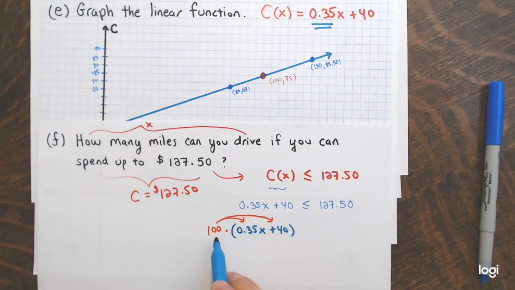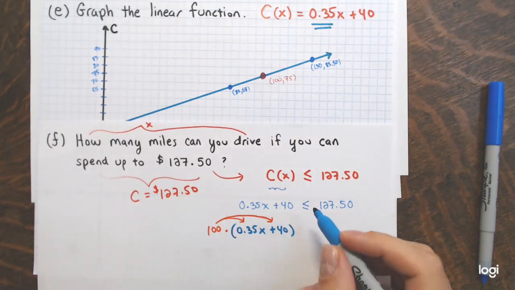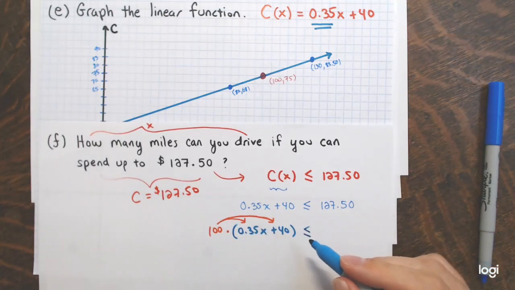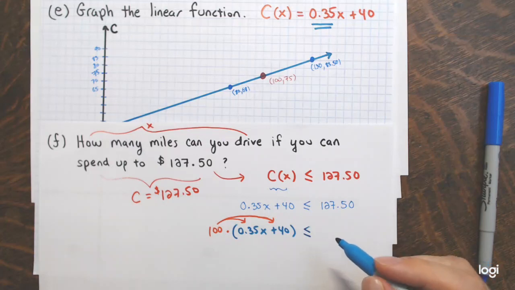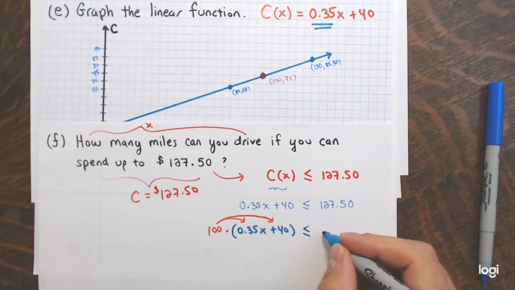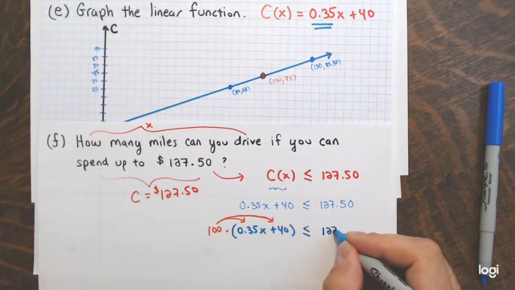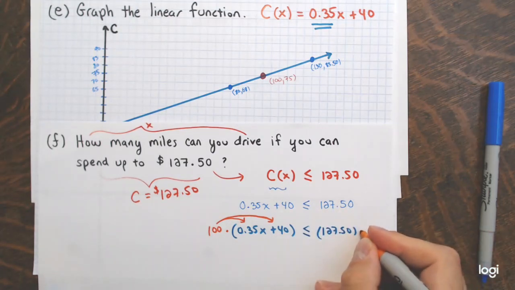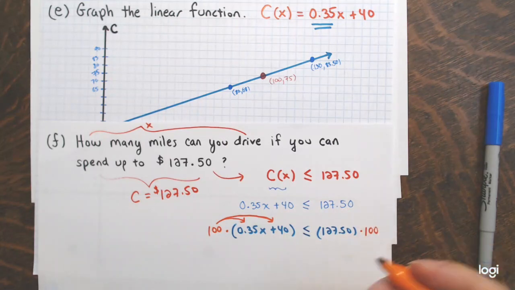And since I'm multiplying, I might look at other videos on solving inequalities. When you multiply both sides of an inequality by a positive number, which I'm doing here, the direction of the inequality symbol does not change, so it still is less than or equal to. So this side will be less than or equal to, and then over here I have 127.50, right? And that will also be multiplied by 100. I'm doing the same thing to both sides.